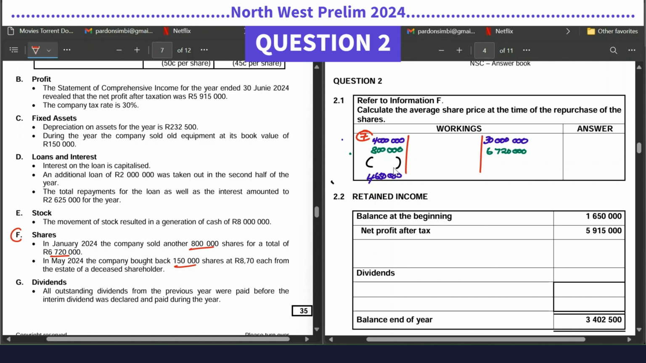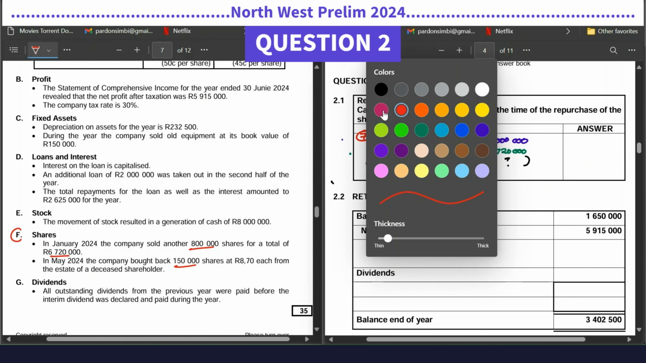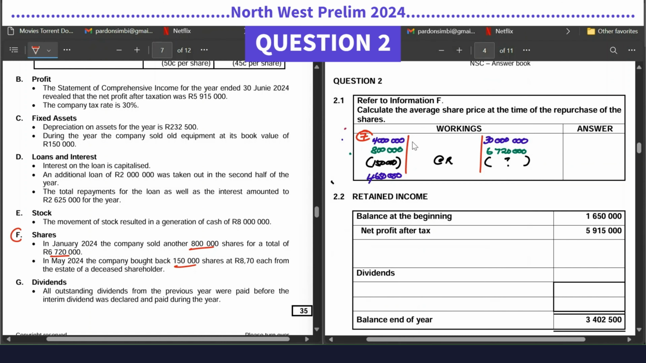Okay, now we don't know because here we need the average price. So that is what they wanted us to calculate. What value are we going to use here? Average price. That is very simple. You have to remember that here we can use the amounts at the top, where I'll take my share capital amount, which is 30 million plus 6,720,000, which gives me 36,720,000. And then I divide all of this by my number of shares, which is 4,800,000, which becomes 4.8 million.